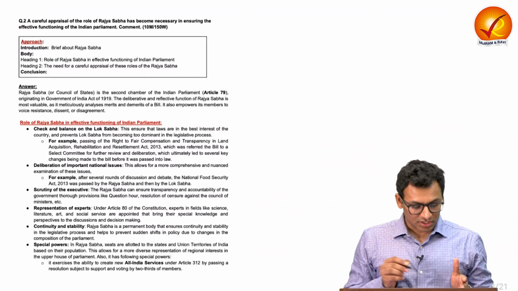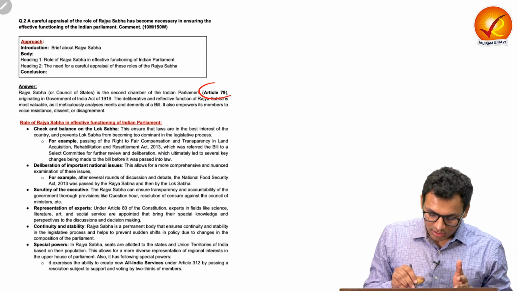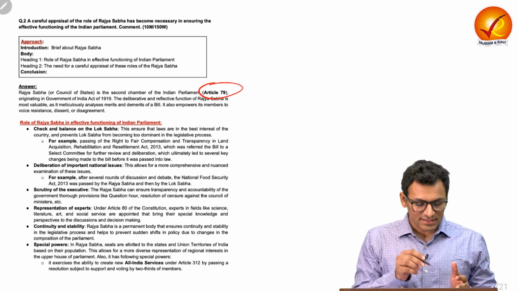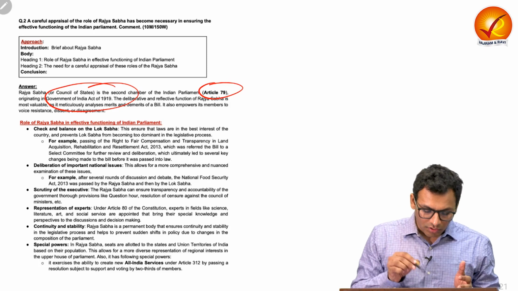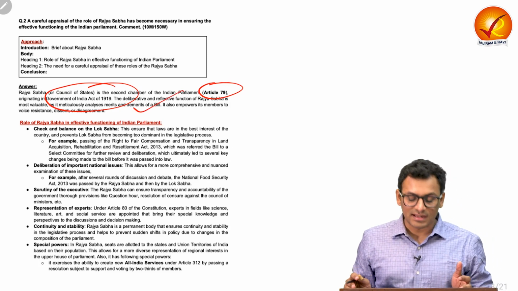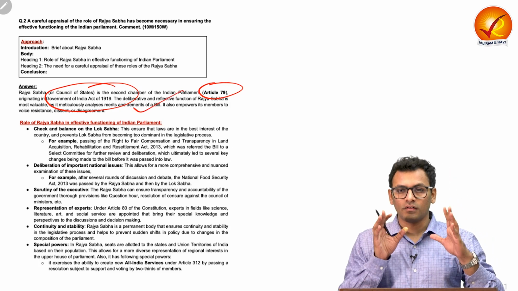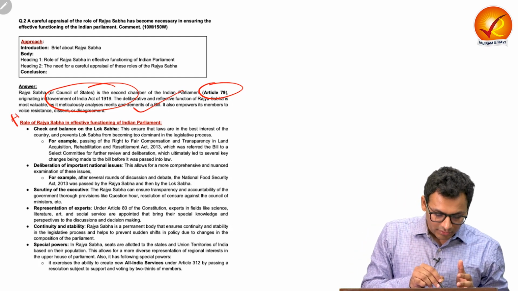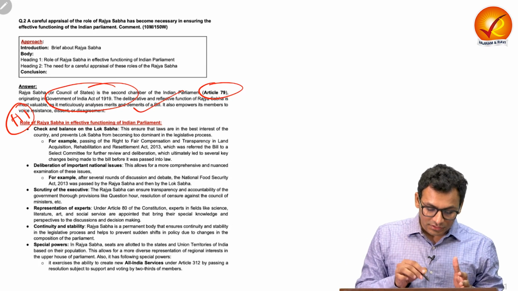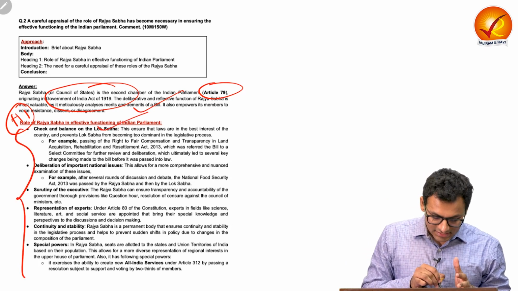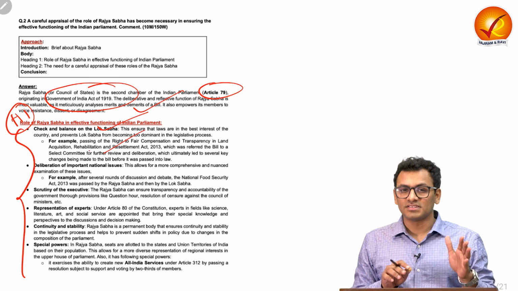So in the introduction, we will talk about the constitutional provision as well as the inception through the Government of India Act 1919. You can also talk about the main function, which is the deliberative and reflective function of Rajya Sabha. In heading 1 of the body, you will talk about the role of Rajya Sabha in effective functioning of the Indian Parliament. You will list down the proof points along with the substantiation.